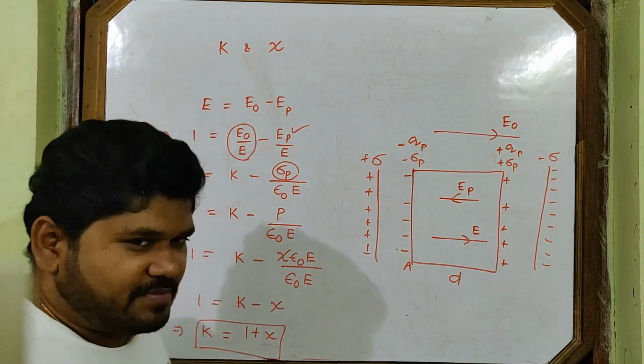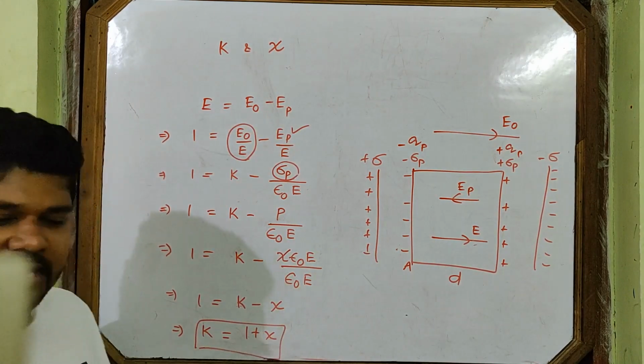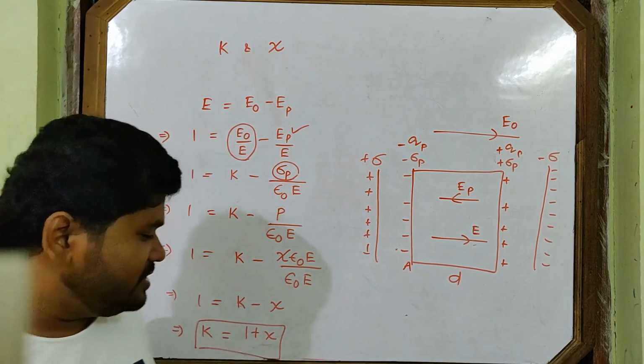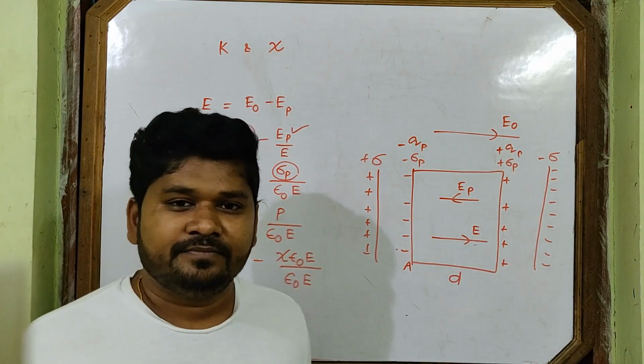Some are telling this chi, some are telling this psi, doesn't matter. Okay, it's just a symbol. K is equal to 1 plus chi or 1 plus psi. So this is the relation between dielectric constant and susceptibility.